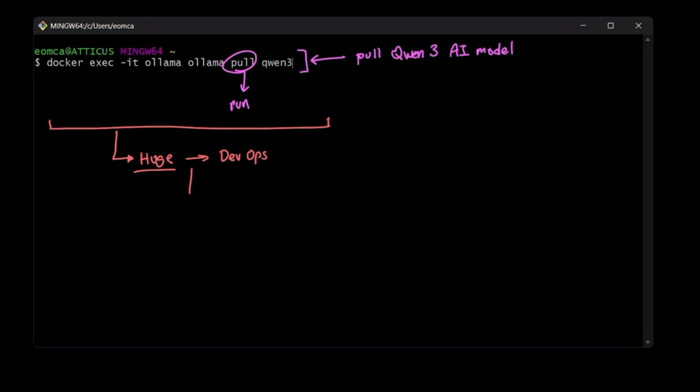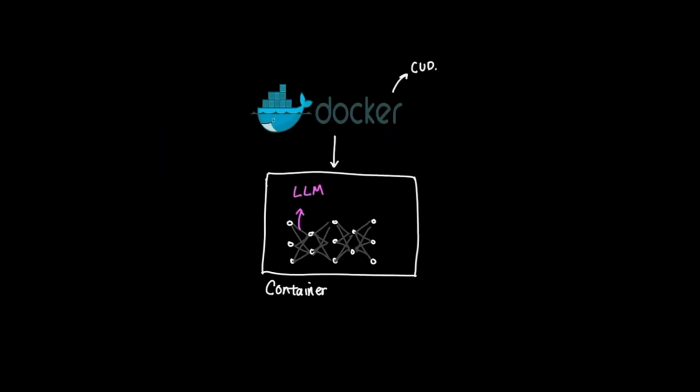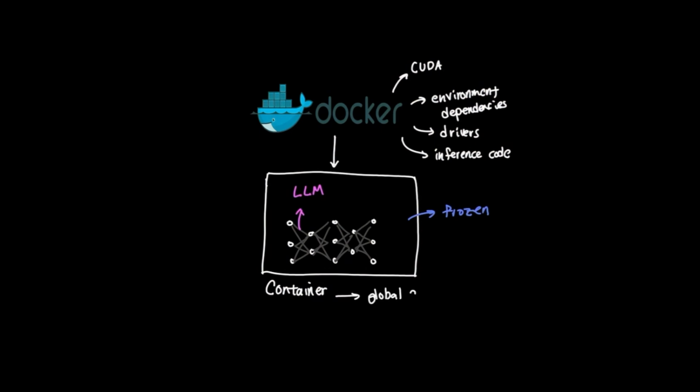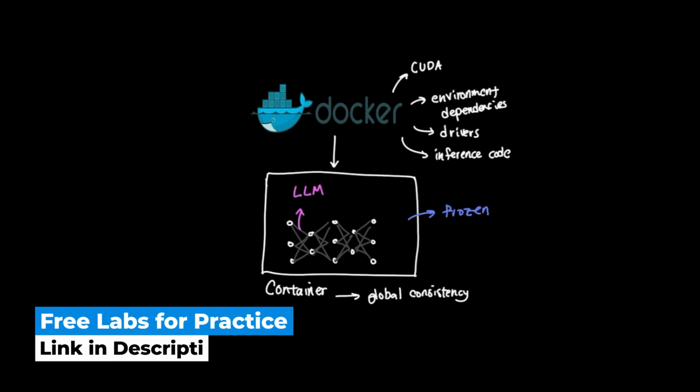This kind of setup where you're using Docker containers to run LLMs plays a huge role in the modern DevOps and MLOps pipeline where maintainability and consistency is one of the most important pillars. Using Docker, you no longer have to worry about CUDA versions, your environment dependencies, drivers, and inference code. Everything is frozen inside of the container, and you no longer run into the classic problem of, well, it works on my machine, which allows for more global consistency across various machines.